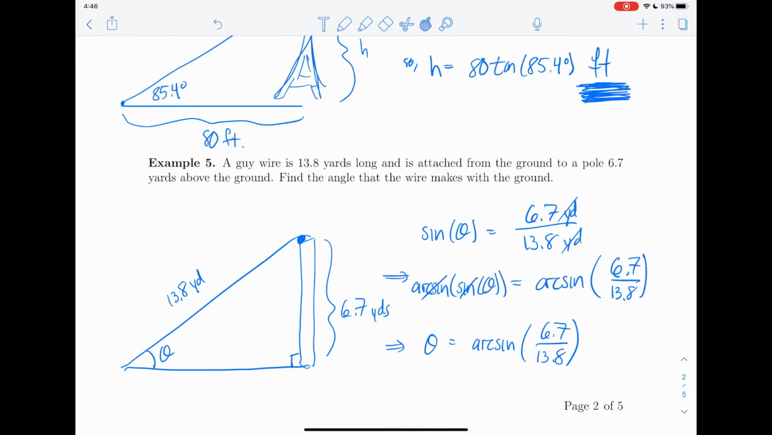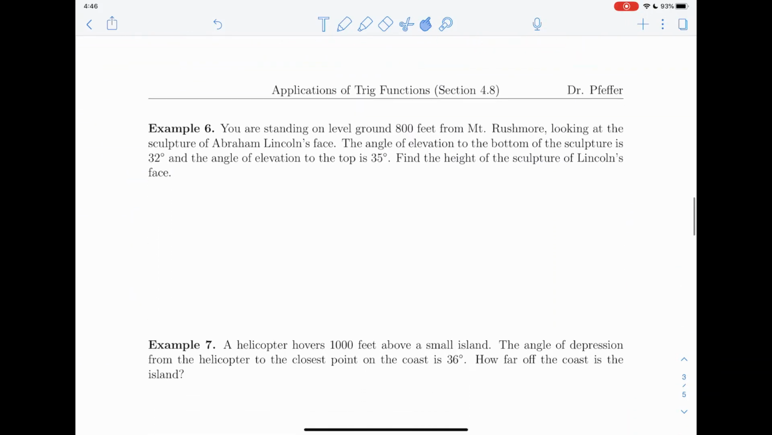So let's take a look at another example. Here we have that we are standing on level ground 800 feet away from Mount Rushmore. So immediately I start drawing a picture. Here's Mount Rushmore. Here's Abraham Lincoln's face. Maybe he has a nice beard and probably some sort of a top hat. Although, I know he doesn't have a top hat in Mount Rushmore, but when you're given an opportunity to draw a fancy picture, you want to draw a fancy picture.